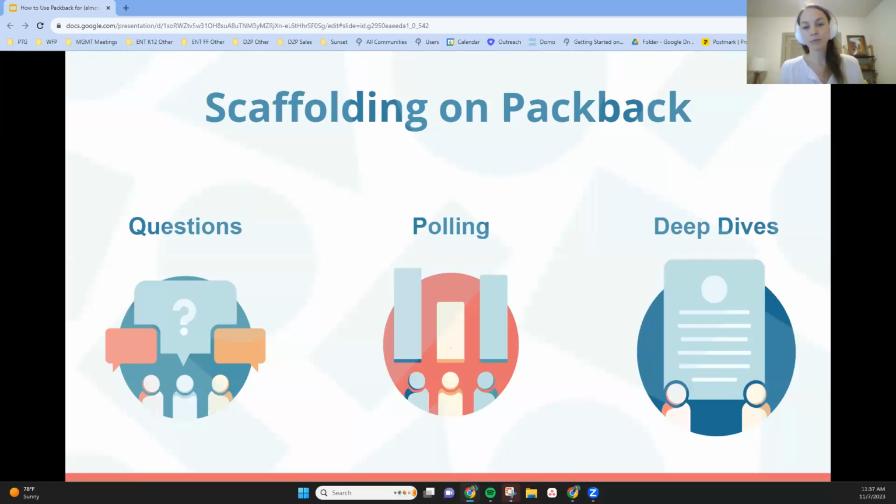So for example, you might be using Packback questions as a way to allow for further discussion outside of class, but haven't necessarily thought through how that builds into a term paper that they could be doing. Or maybe you've only used Packback deep dives for a unit writing assignment, but haven't really thought about how the discussion portion could build into a longer term writing assignment. So that's what we'll be walking through.